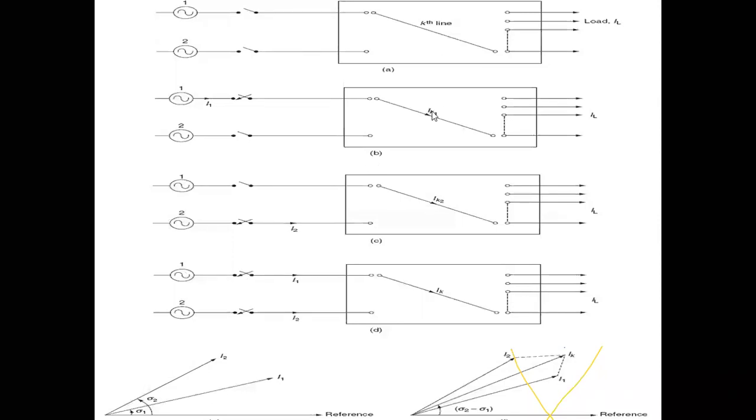Similarly, IK1 is the current that flows through the kth line when source 1 is activating. Similarly, IK2 is the current that flows through the kth line when source 2 is activating alone. And in the last case, IK is the current that flows through the kth line when both sources are activating. So this is according to the superposition theorem.